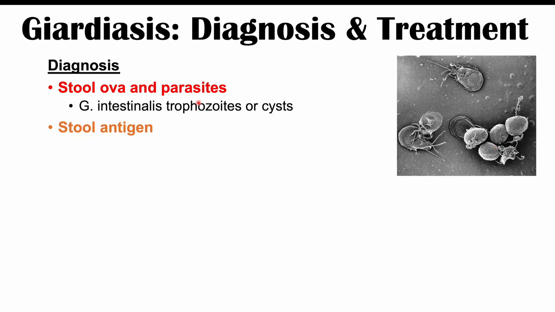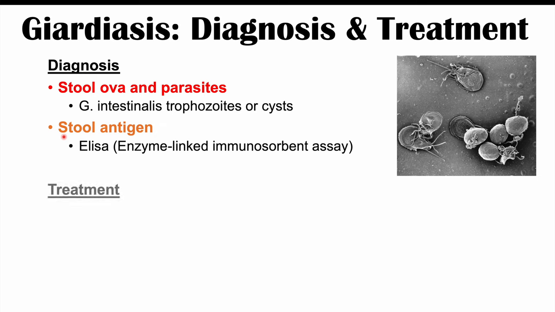Now, another way to diagnose is through stool antigen testing. So an ELISA can be performed, so enzyme-linked immunosorbent assay. So this is often going to be in the case where stool, ova, and parasites haven't shown any sign of the trophozoites or the cysts, but there's still clinical suspicion as to whether or not the patient does have giardiasis, so they can often do a stool antigen test in those certain circumstances.